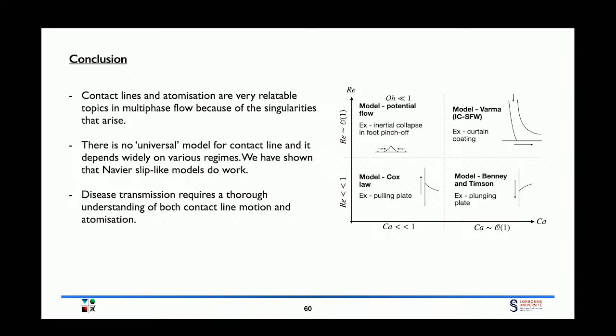For example, we know that the viscous regime is well understood in Cox's law and Bennie's solution, depending on the range of capillary numbers. Today we have had this curtain coating where the inertial effects played a role when the Reynolds number was of order 1. And the foot movement collapses on a self-similar solution of this 45 degree, where you can assume potential flow to be true. Disease transmission requires studying both contact line as well as atomization thoroughly.